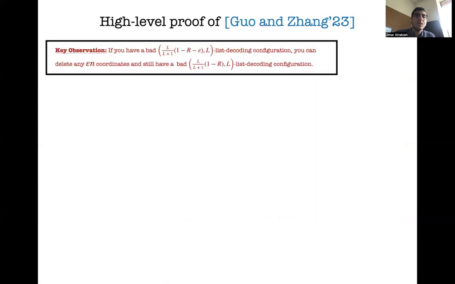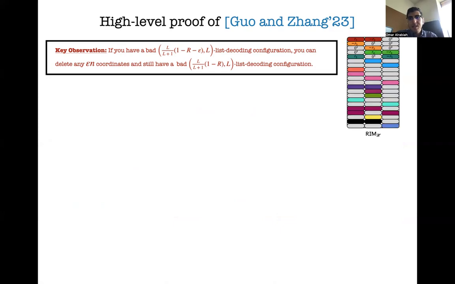So how do you do that? The key observation is that if you have any bad list configuration with the epsilon gap incorporated, and if you remove epsilon n coordinates in it, it is still a bad list configuration. So using that fact, if you take any RIM matrix, you can also amplify the probability that it's not full rank by a lot. How do you do this?